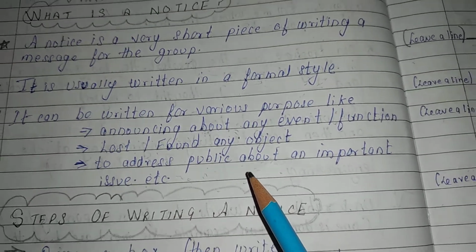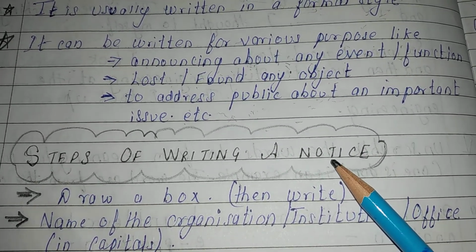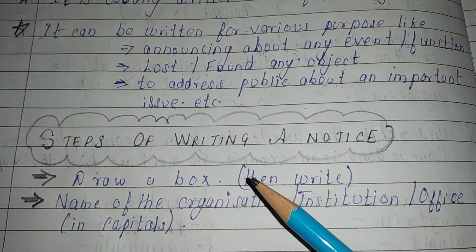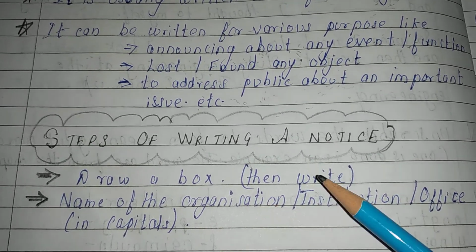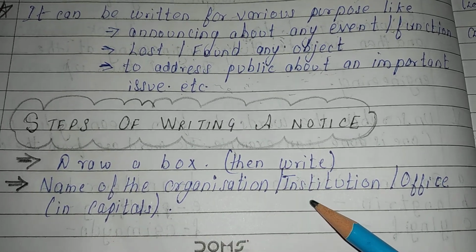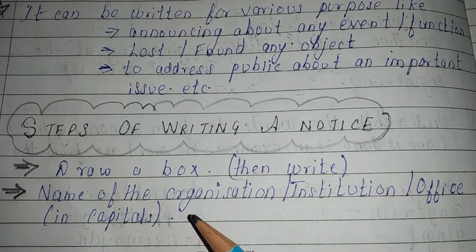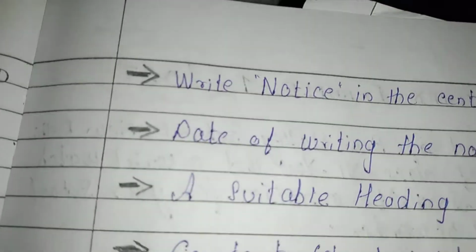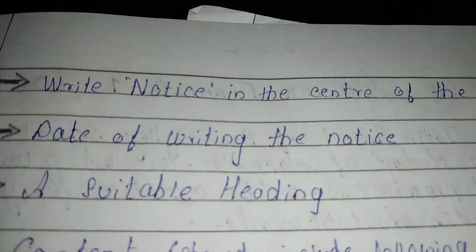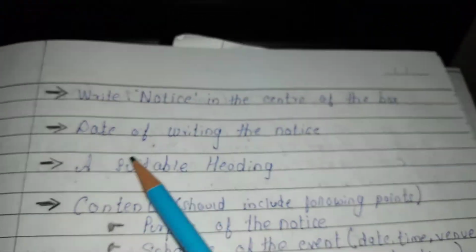Now let's proceed further. This is the most important thing. Now pay attention. What are the steps of writing a notice? First step is you draw a box. When you draw a box, then on the top of the box we write down the name of the organization or institution or office in capital letters. The next step is write notice in the center of the box. So after writing the name of your school, we need to write the word notice.